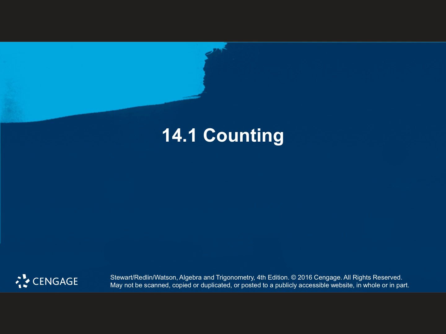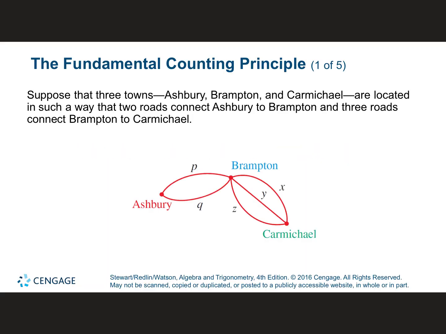So your 14.1 notes goes over counting, but it's not just counting, it's your fundamental counting principle. So what we're going to look at here are different ways that things can happen and how to solve them algebraically. If you look at this first example, it tells you that suppose that 3 towns, Ashbury, Brampton, and Carmichael, are located in such a way that 2 roads connect Ashbury to Brampton and 3 roads connect Brampton to Carmichael.